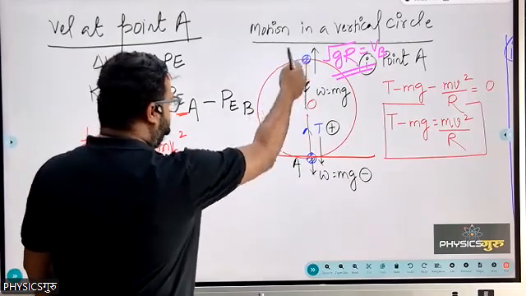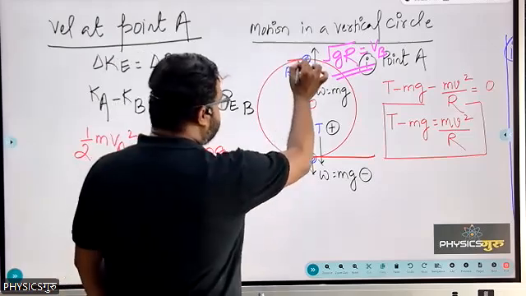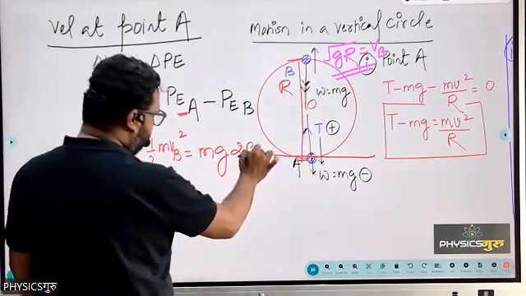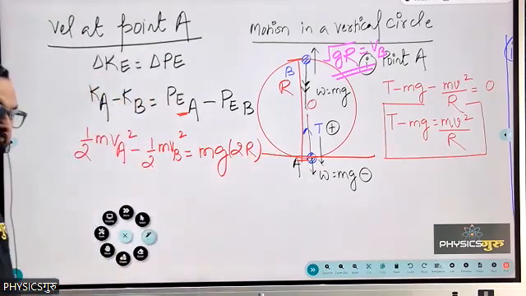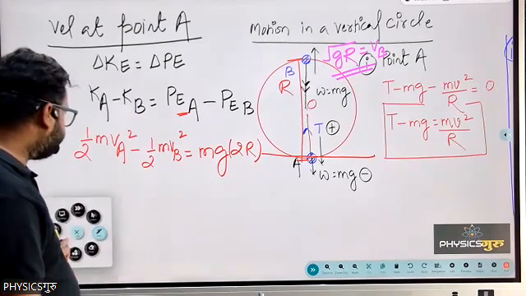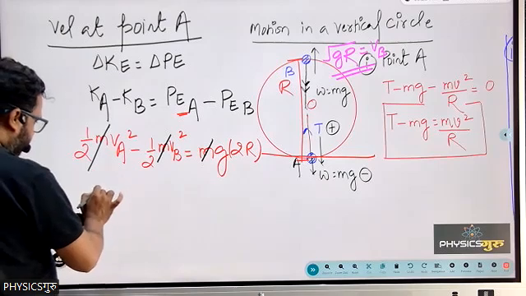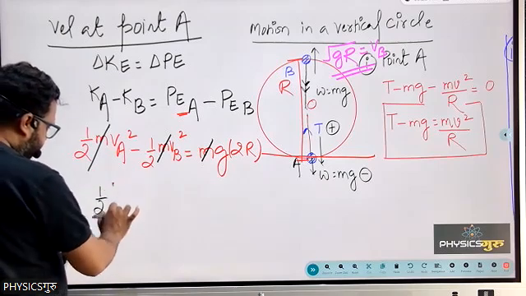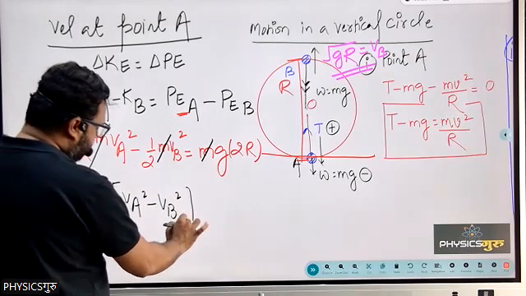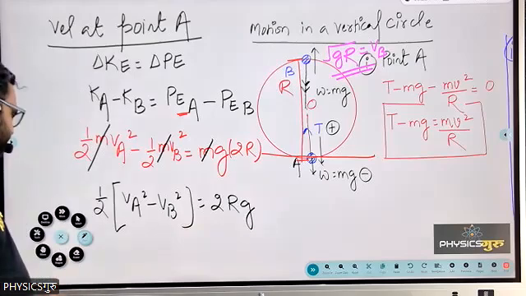While potential energy at point B, the formula is mg into height. And what is height basically? Height is this distance. If radius is r, it will be 2r. So height is basically 2 times r, mg into 2r. Now next step, just take m as common. It will get cancelled out. So we are left with 1 by 2 in the bracket, vA square minus vB square is equal to 2 times r into g.